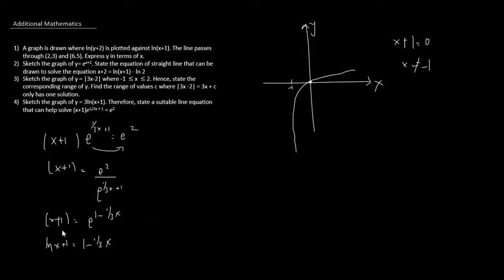And here, if we times everything by 3 to eliminate the fractions, because fractions are the worst, we have 3 ln x plus 1 is equals to 3 minus x. And so we have y equals to 3 minus x, because 3 ln x plus 1 is equals to y itself. And yep, that is it for today's session on linear law and a bit on absolute and exponential functions as well.